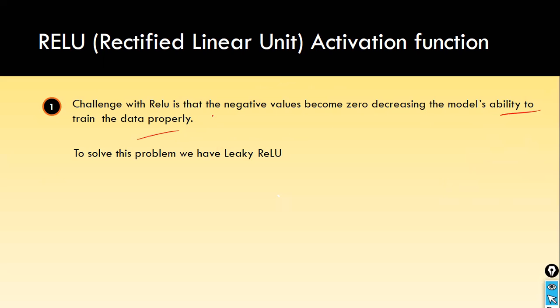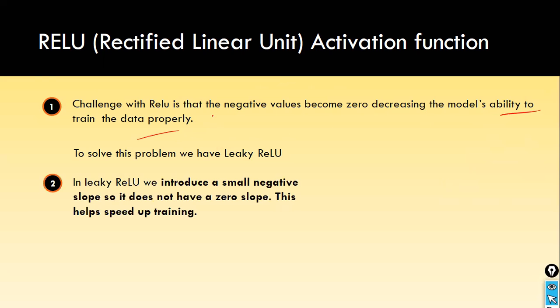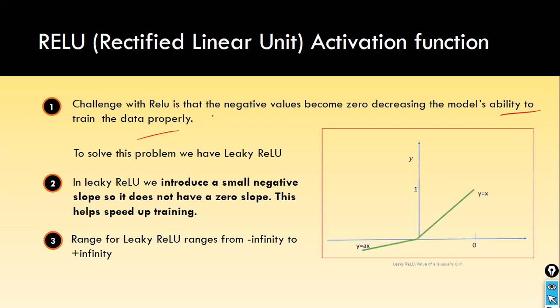Okay, to solve this, there is something else called leaky ReLU. In the case of leaky ReLU, it introduces a small negative slope, so it does not have a zero slope. This helps speed up the training. The range for leaky ReLU is from minus infinity to plus infinity. In the previous case, in the case of ReLU, it was 0 to infinity, but here it is minus infinity to plus infinity. Which one? The leaky ReLU. Look here, it introduces a small negative slope.